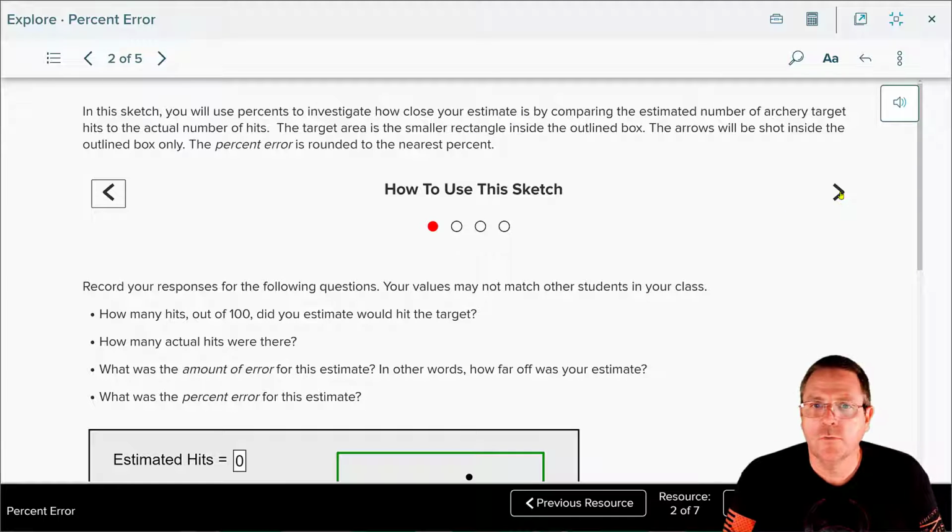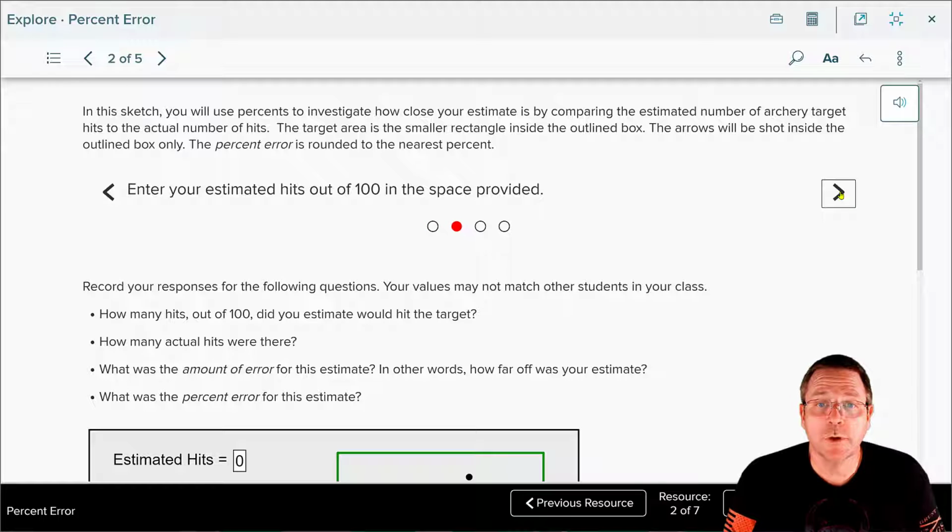And how we're going to use this sketch pad, this is brand new stuff to me. It says enter your estimated hits out of 100 in the space provided. After we do that, we're going to press the shoot arrow 100 times button, and then we're going to reset to clear the target. Okay, that sounds pretty good.